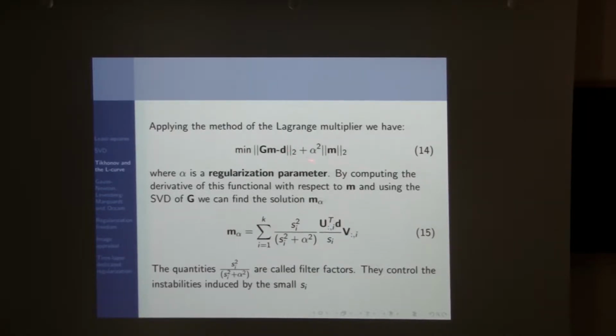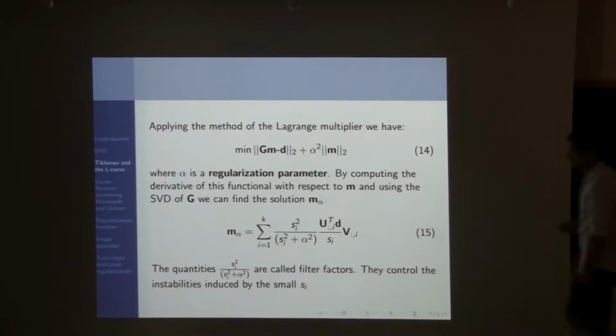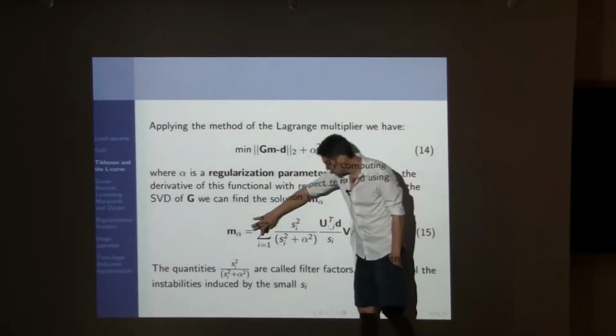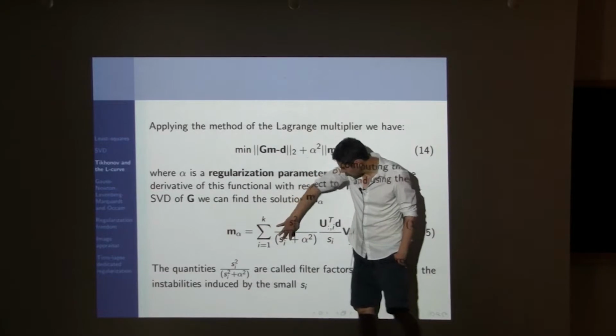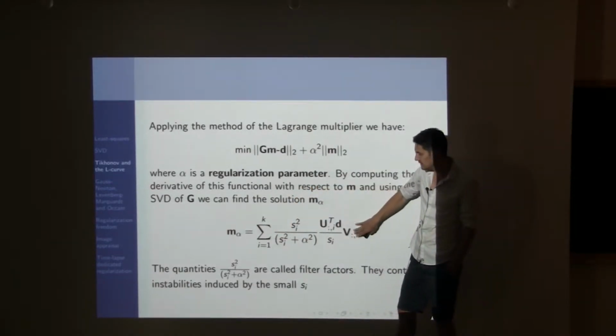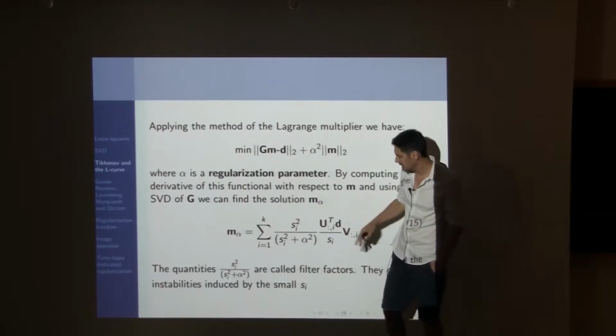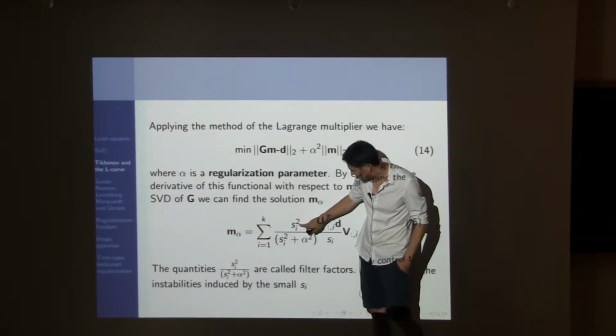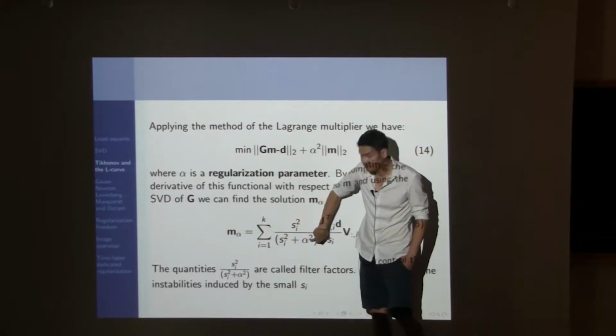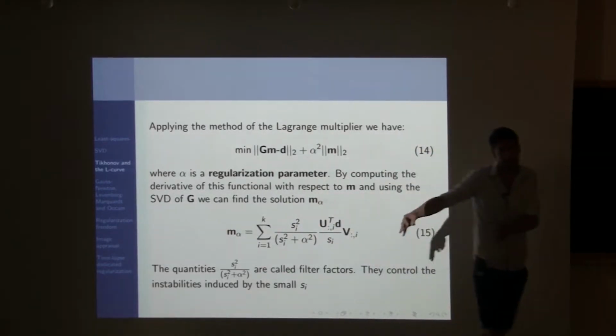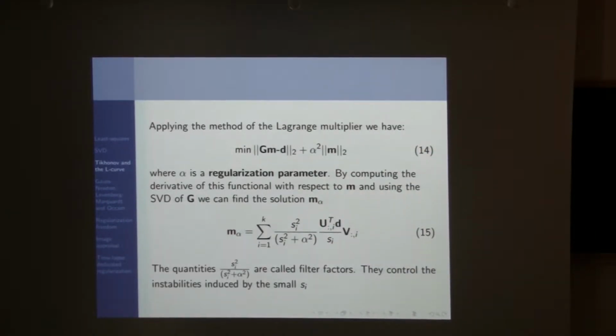But you see that basically the introduction of this new term will stabilize the inverse, and you can see it here, because we again have this linear combination of the columns of V, but now actually the 1 over S is tempered or dampened by this S squared divided by S squared plus alpha squared. So you basically will dampen the effect of those really low S values. So those are called the filter factors.